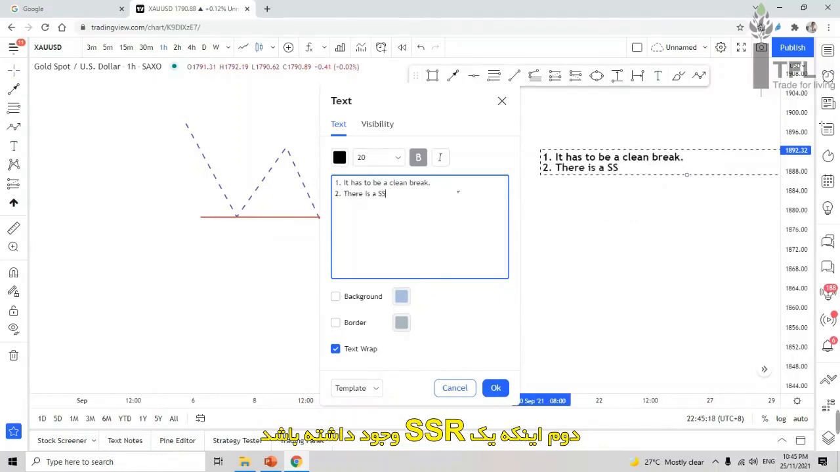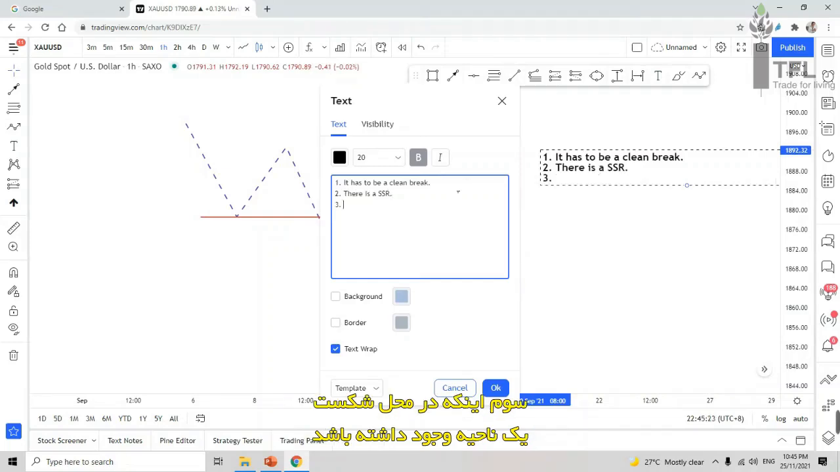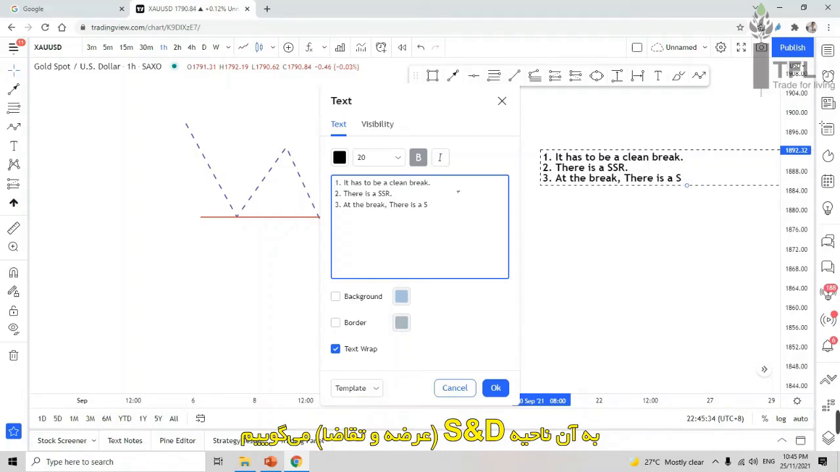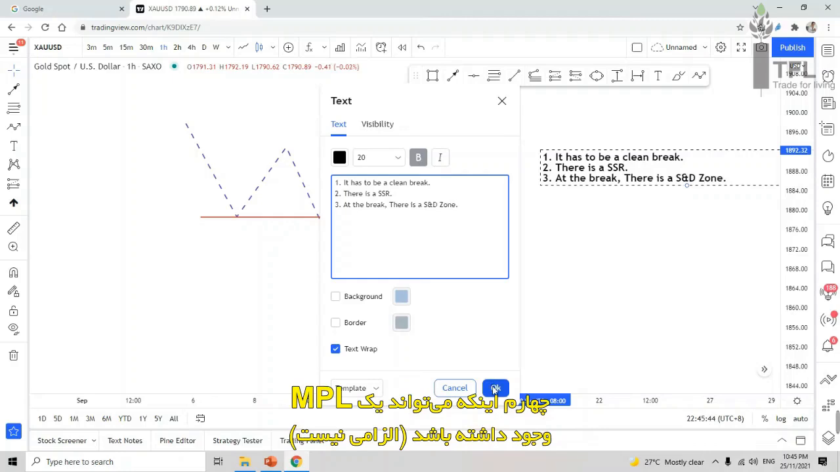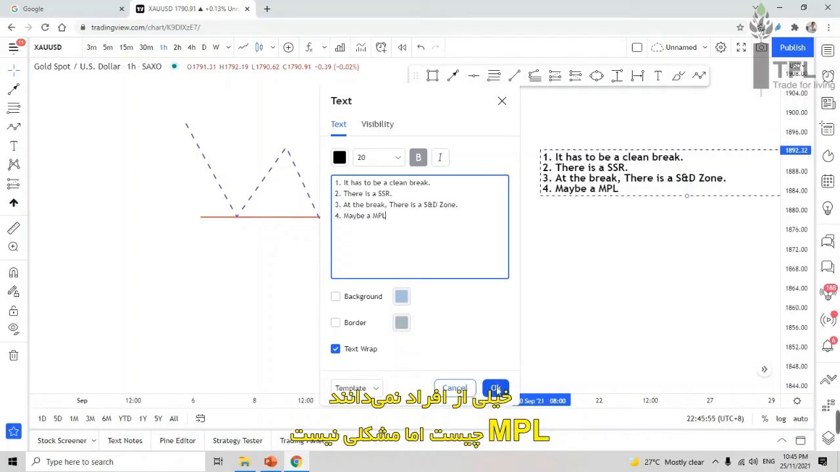Then second, that there is an SSR. Then the third one is that at the break, there is a zone. I'll say S and D zone. So it's easy to find. So with these three rules over here, or maybe there's a number 4. Maybe MPL. A lot of people do not know what MPL is.